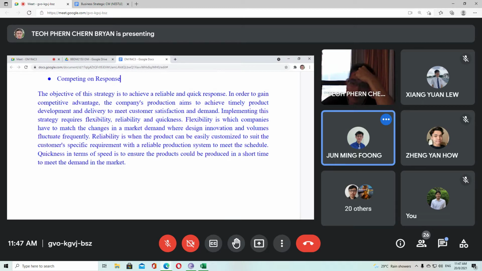Flexibility is which company have to match the changes in the market demand where design innovation and volume fluctuates frequently. Reliability is when the product can be easily customized to suit the customer specific requirement with a reliable production system to meet the schedule. Quickness is a term of speed. In terms of speed, it's to ensure the product could be produced in a shorter time to meet the demand in the market.